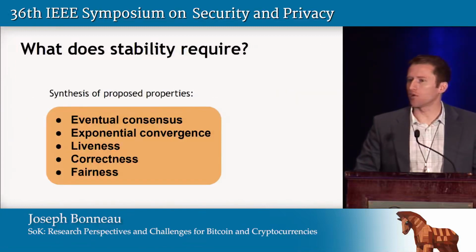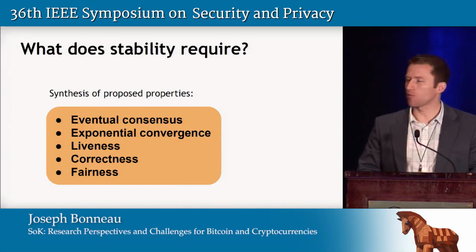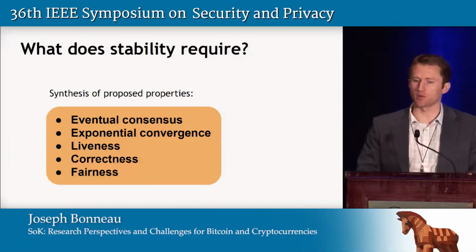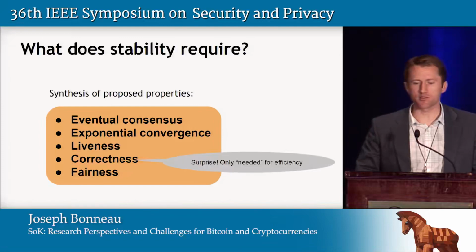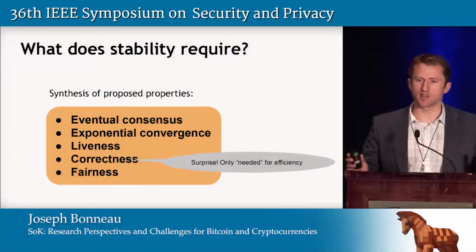So there's no universal agreement on exactly what properties we need the consensus algorithm to satisfy. In the paper, we tried to synthesize a few different papers into 5 general properties here. But these are definitely not unambiguous. In particular, this correctness property, even though it sounds like correctness should be an absolute must-have, it turns out it's not a must-have for Bitcoin.